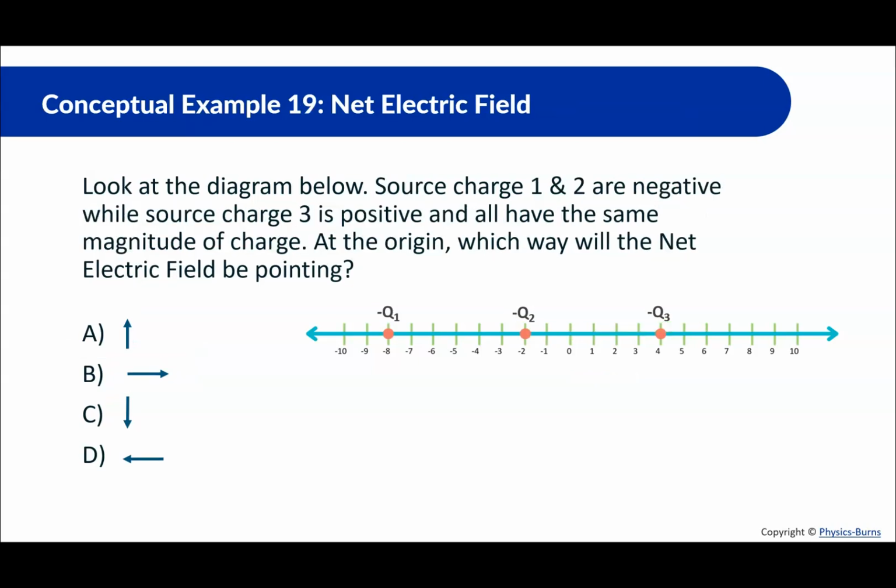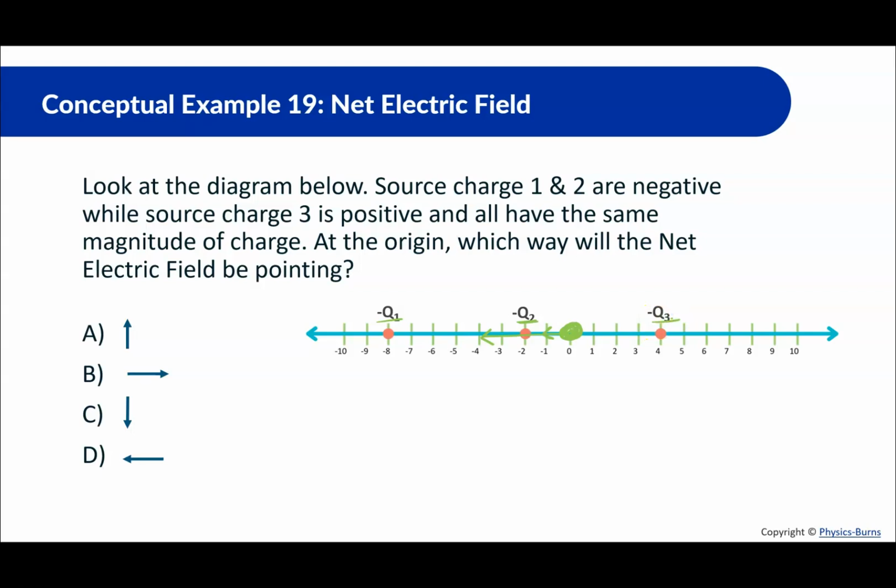Look at the diagram below. Source charges 1 and 2 are negative, while source charge 3 is positive, and all have the same magnitude of charge. At the origin, which way will the net electric field be pointing? So again, let's look at the origin. 1, since this is negative, will be pulling it a little bit to the left because it's kind of far away. 2 is negative, and it's going to be pulling it a lot more to the left because it's closer.